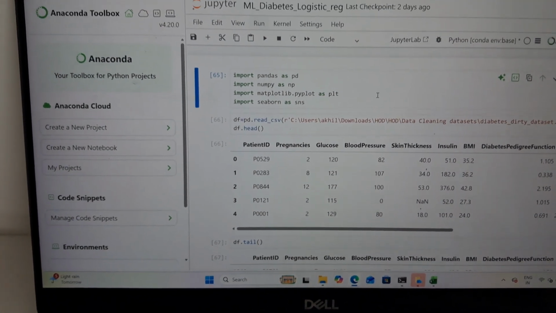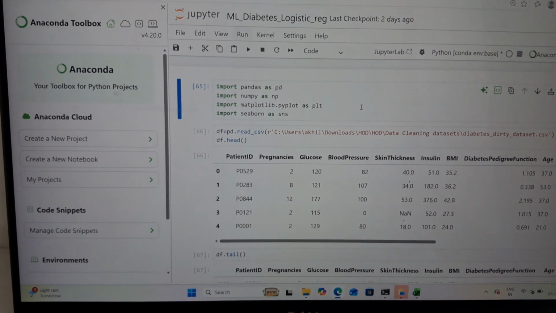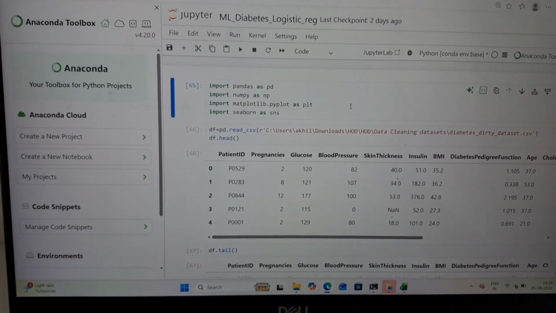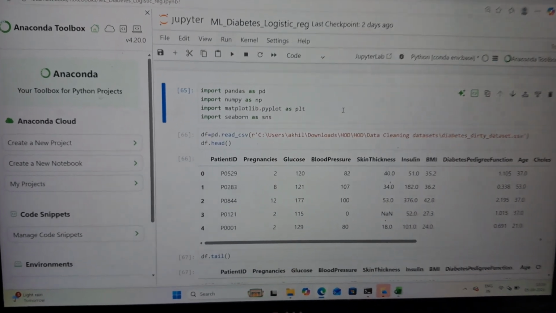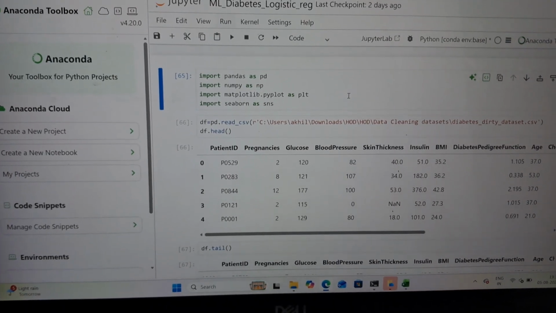Hey guys, so let's discuss logistic regression. In that, I have taken a diabetes dataset. So this is a diabetes dataset.